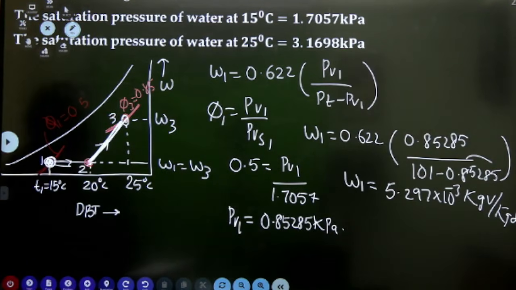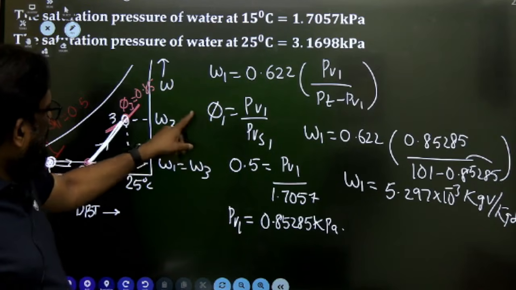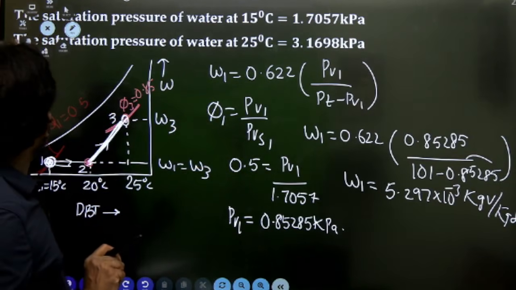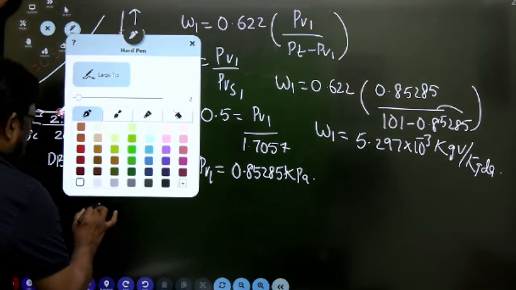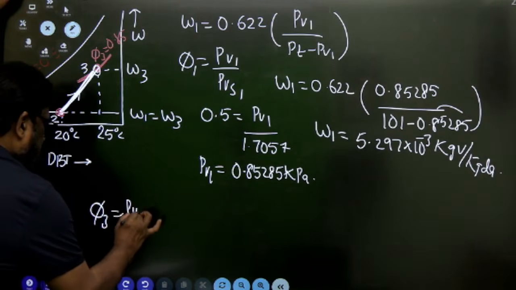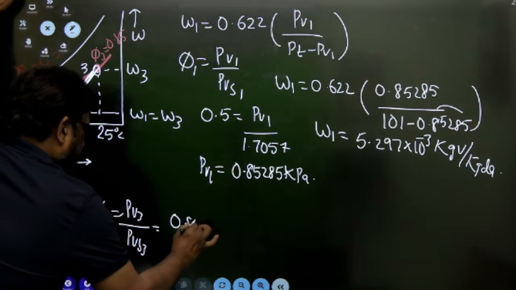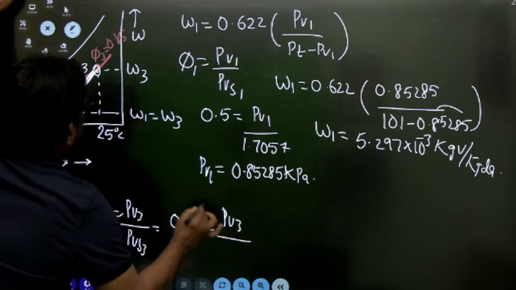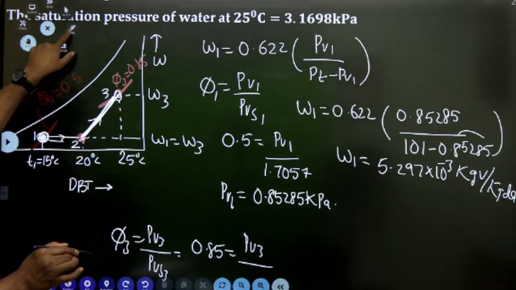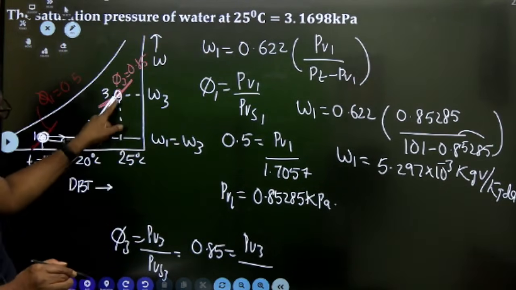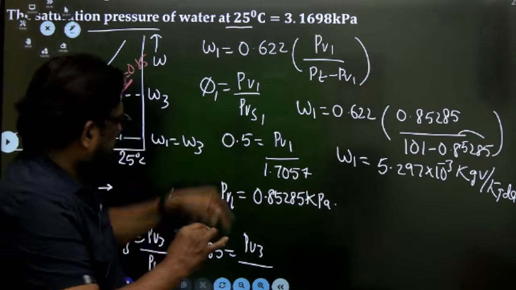Omega 3. How to calculate omega 3? Same procedure because phi is given. So phi 3 is PV3 by PVS3. Phi 3 is 0.85, that is equal to PV3 by PVS3. So what is the saturated pressure? 3 is at what temperature, friends? 3 is at 25. So at 25 the saturated pressure is 3.1698.